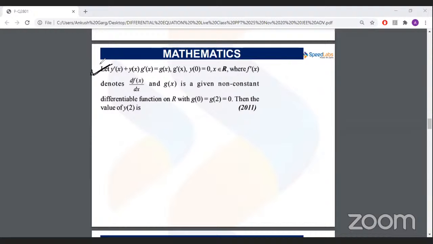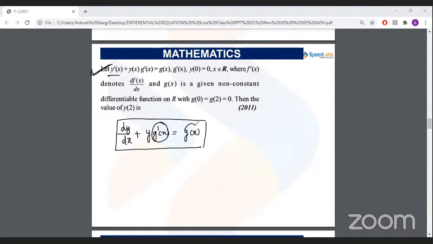So see, if you look at this differential equation, this is nothing but you can say dy by dx. Let us write simply y of x is y only. Plus y into g dash x equal to g x. तो क्या आपको दिख रहा है? This is a linear differential equation. This is a function of x, p x. This is a function of x, q x. dy by dx plus py equal to q. It's a linear differential equation, na?